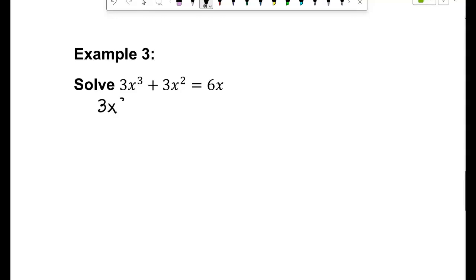So I got 3x cubed plus 3x squared minus 6x is equal to 0. Okay. What's the first thing? By the way, most of you do decent with this, but still a habit we've got to get into. What is the greatest common factor in this case? 3x. Thank you. So we got 3x. What gets left inside the parentheses if we factor out a 3x? X squared plus x minus 2.